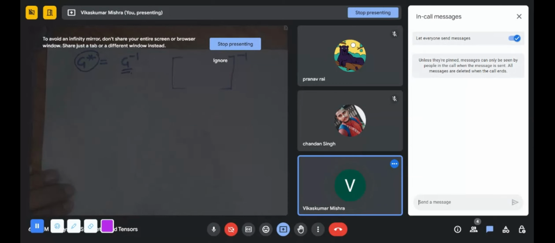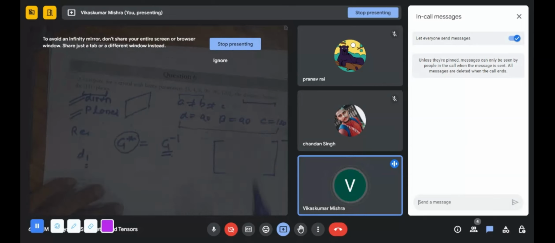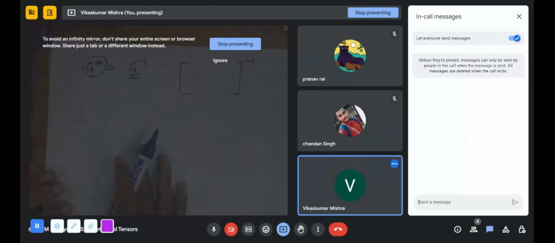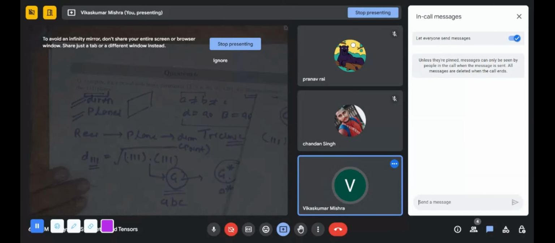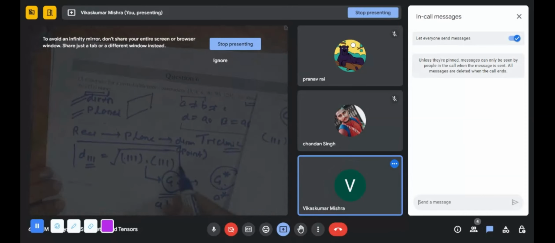And now we can find the distance between the 1 1 1 planes. We need to find the distance between the 1 1 1 planes, but if we go to the reciprocal space, it will be a direction. So now we will follow the same procedure, and for this only we need G star.